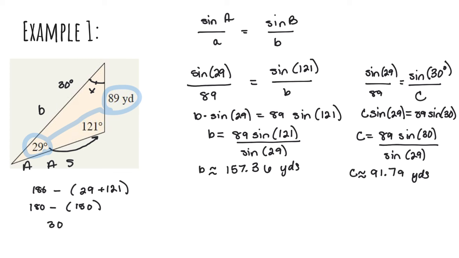So when using law of sines, your first step is to find the remaining angle, and then you can find a side, rounding appropriately. Now you have all three angles, all three sides.